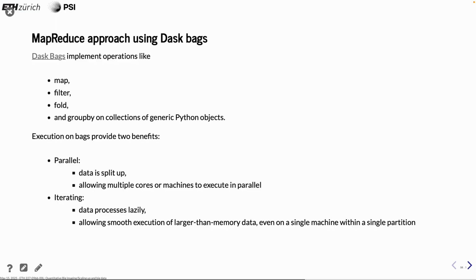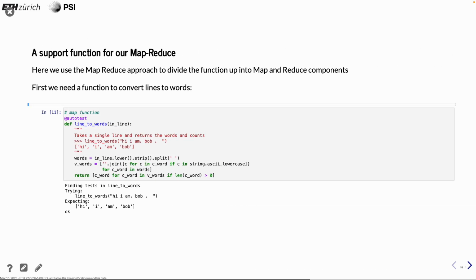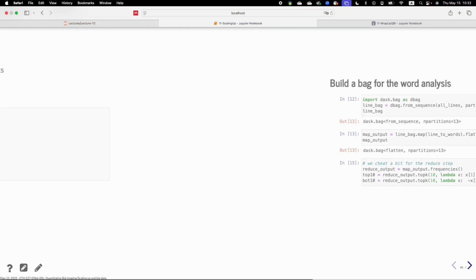And this can, of course, also be introduced with the MapReduce approach using the task bags. And here we have the whole map, filter and fold parts. And we can do it also in parallel, splitting up the data and iterating the whole thing. And that is done in a lazy way. So first we need to have a help function, which in principle just splits up the lines into words. And I'm not going to describe much about it, actually.